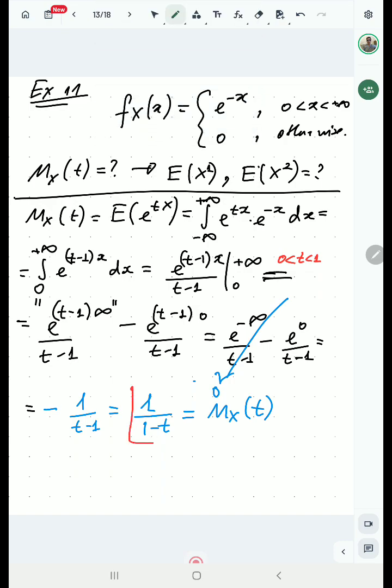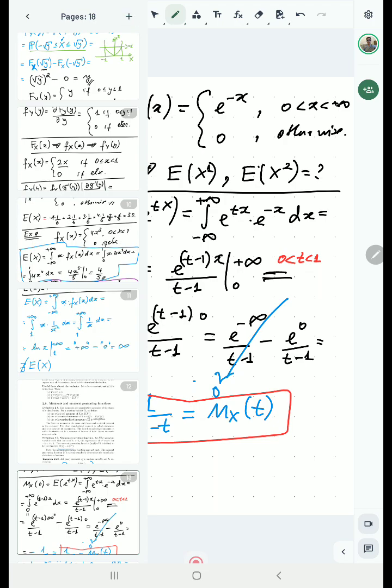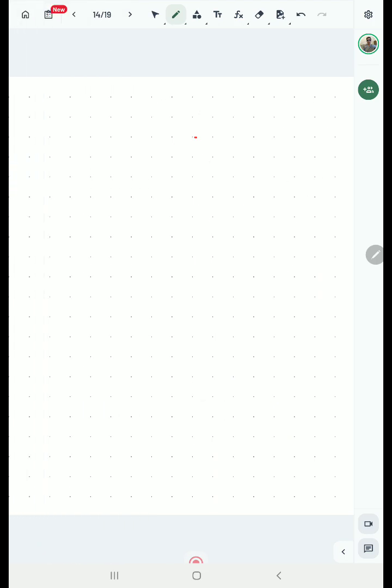So what else? We want to find the expectation of x, the first raw moment, and the second raw moment of x using the moment generating function. Now let's continue this example. What we can do is we can go in this way. We know the moment generating function of x.